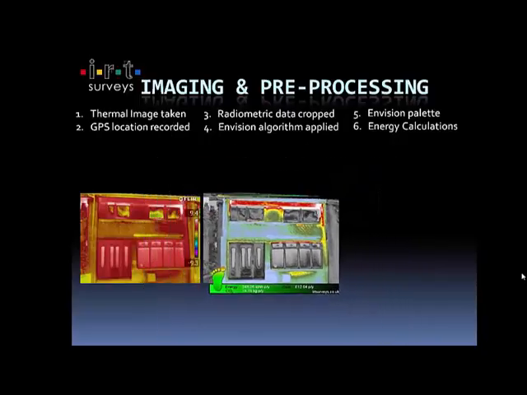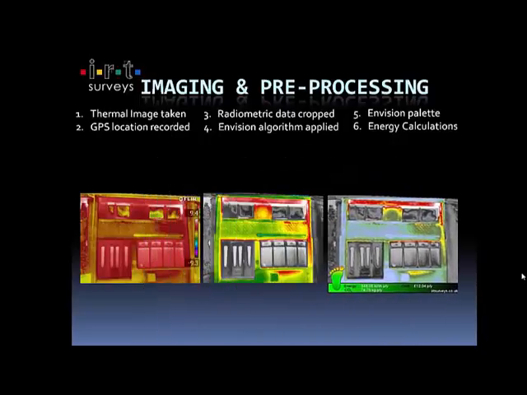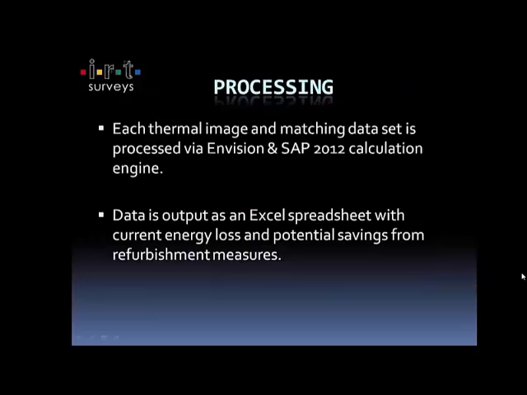So from that we then apply energy calculations. We effectively run two energy models. We run one without any defects and we run one with the full defects that we've picked up from the thermal image, and we compare the two. So each thermal image and its data set we process and we run SAP 2012, and then the software generates all the calculations itself and it puts that into an Excel spreadsheet.